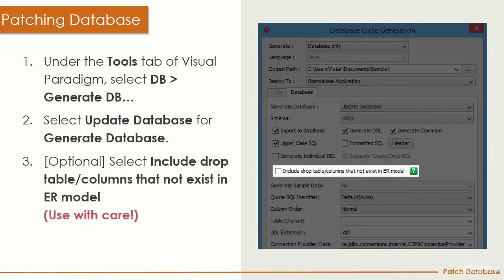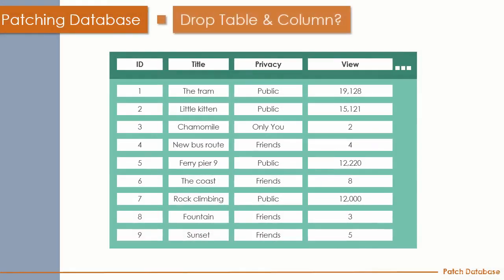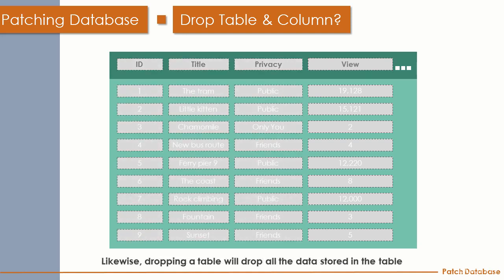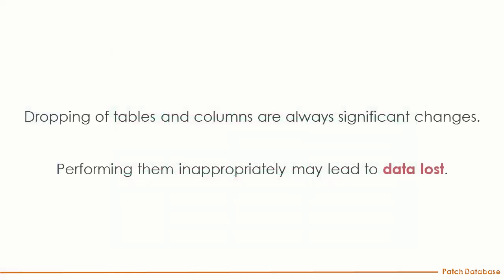That is a very important option I would like to use the rest of this lecture to discuss. There is a checkbox called include drop table column that not exist in ER model. You need to use it very carefully. Let's talk about the consequence first. If you drop a column, all the data in this column will be removed, deleted permanently. Same thing if you drop the table, it drops all the columns and all the data will be erased from your database. Dropping a table or a column is usually a very significant change. If you do it inappropriately, you may lead to irreversible data loss.